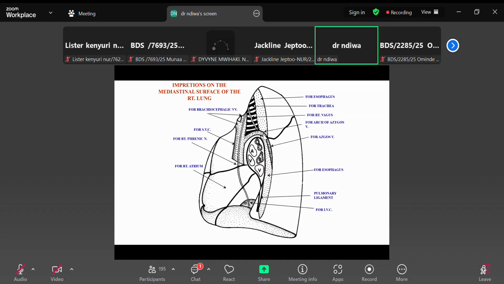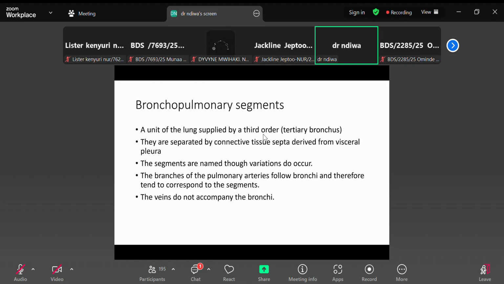Now, bronchopulmonary segments. Remember, when we were talking about the trachea, it ended at the level of T4 by bifurcating into the primary bronchus. We have a left and a right one, going to each lung. And into each lobe goes what we call the secondary bronchus. So there are 2 on the left and 3 on the right.